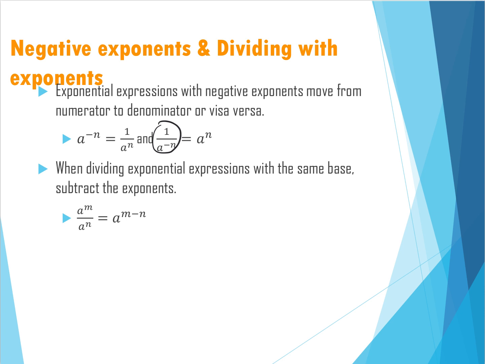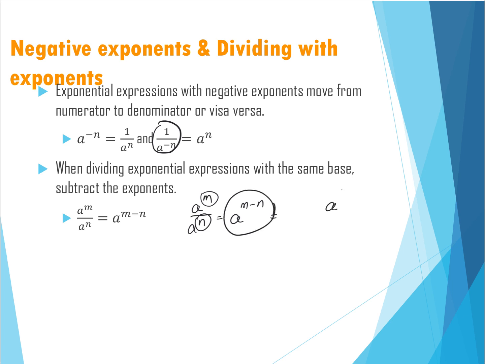The second topic of this section is what happens when you're dividing with the same base. What we learn here is you have a to the m over a to the n, and you can subtract these exponents. So a to the m minus n. Remember, when you're multiplying, you add your exponents. When you're dividing, you subtract them. And that just ends up being your answer.